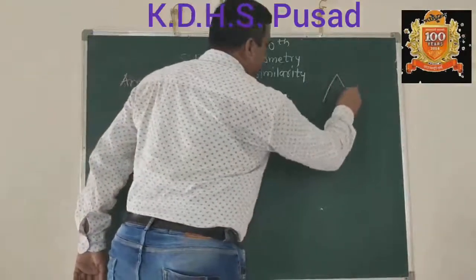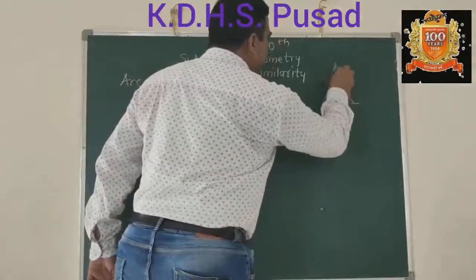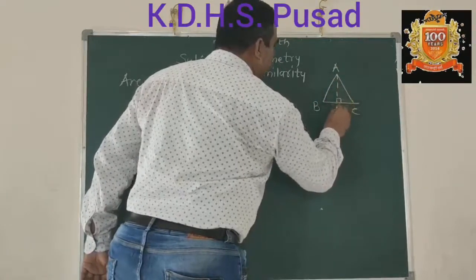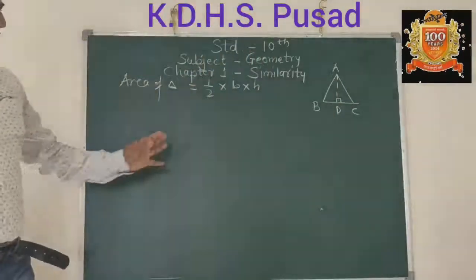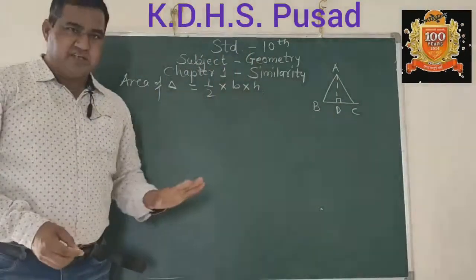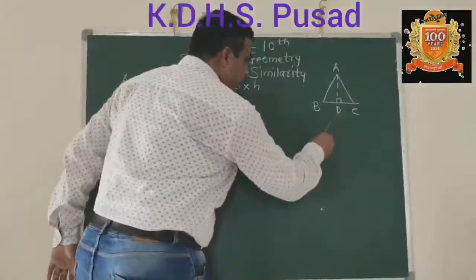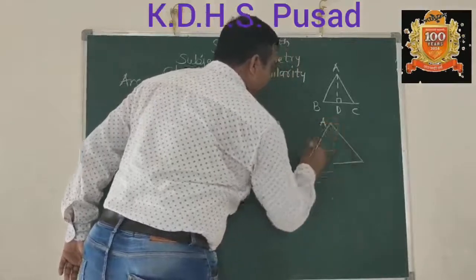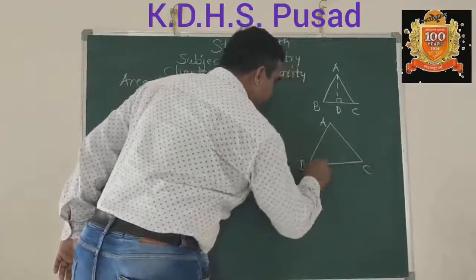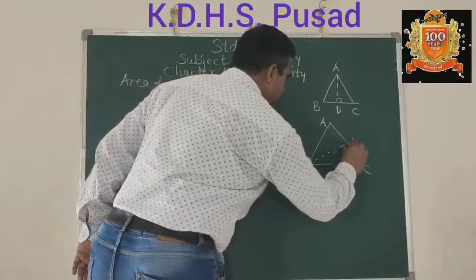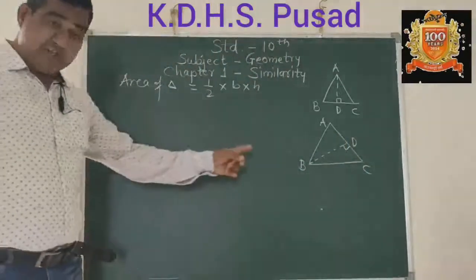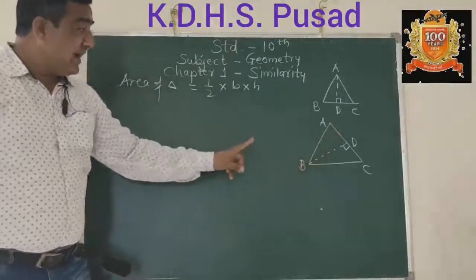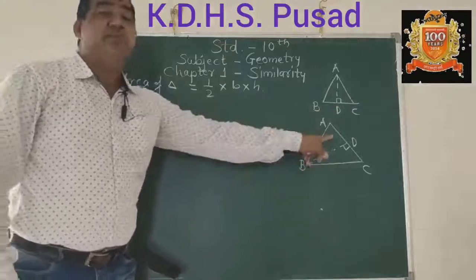If that is the triangle ABC, and that is the perpendicular AD, then in this case your base is BC and AD is the height. Now I am drawing the same triangle ABC. Now what do you say? Base BC? No. Now in this case, base is AD and perpendicular, that is height, that is B.